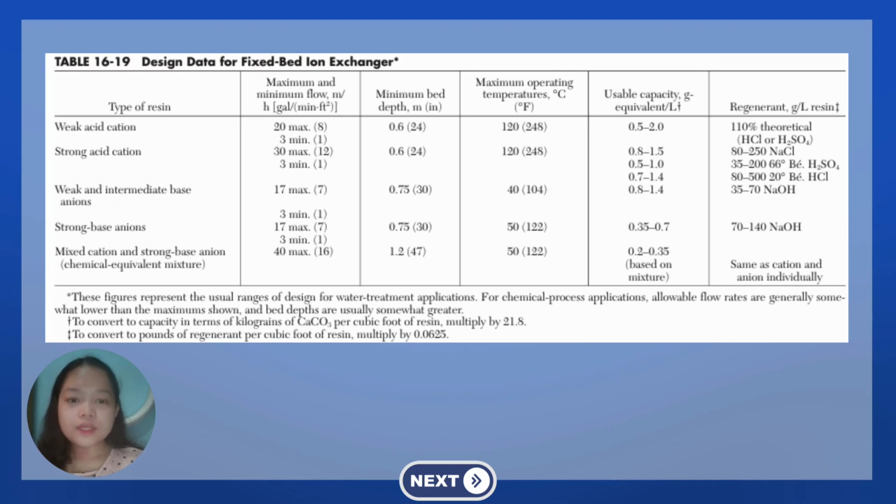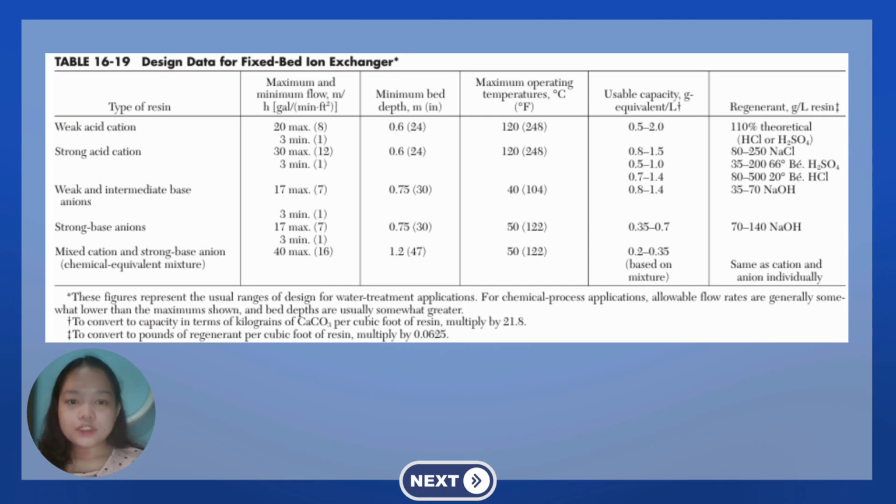Next, usable capacity in gram equivalent per liter. Ibig sabihin, gaano karaming ions ang kayang i-hold ng resin. For example, strong acid cation has 0.8 to 1.5. And then, strong base anions, medyo mababa, around 0.35 to 0.7.